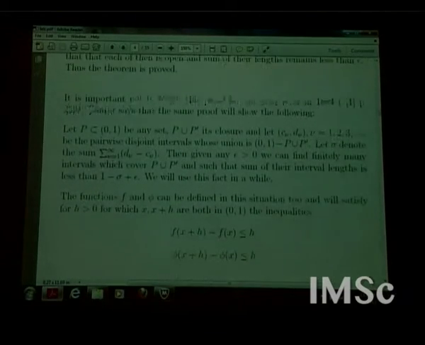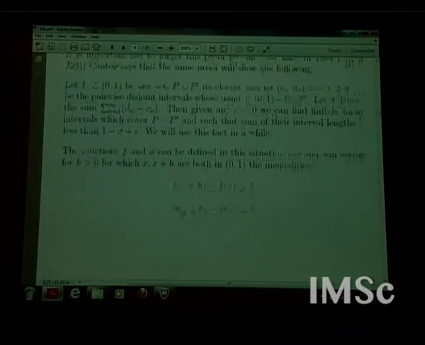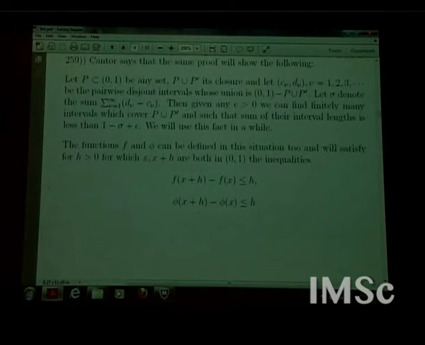Now it is important not to forget this proof, because one year later he proves the same thing, slightly more general. He says take any closed set, for that matter, and he wants a perfect set, but take any closed bounded set contained in the interval 0 to 1. So you have the complementary intervals, and you take the sum of the lengths of the complementary intervals, and call it sigma. Then he shows the following, essentially, that I'll just say what that is. Okay, one minute.